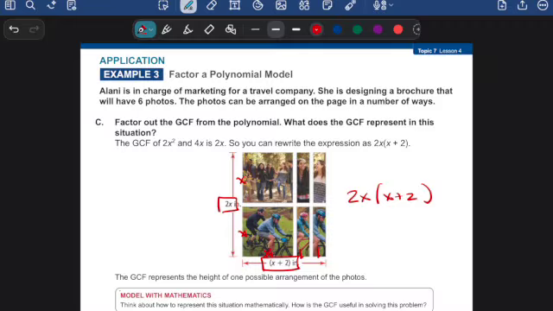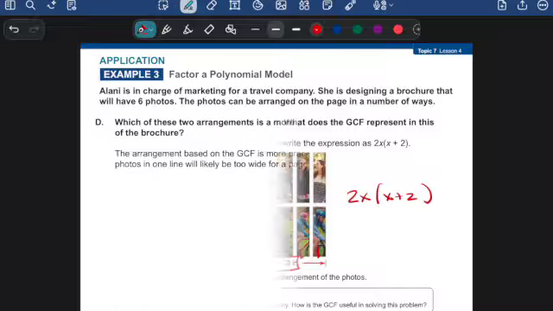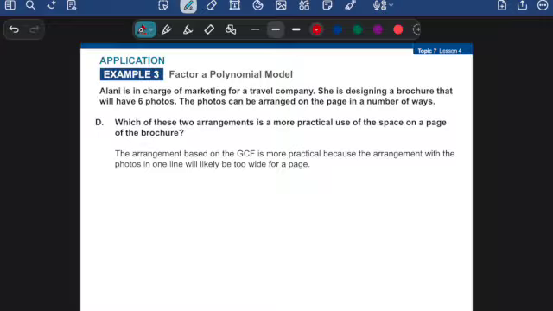So in this case, the greatest common factor is going to represent the height of one possible arrangement. It's either going to be a height of x, 1 square, or it's going to be a height of 2x, or 2 squares. Which of these two arrangements is a more practical use of the space on a page of the brochure? So do we want to have it lengthwise, or do we want to have it stacked 2 rows, 2 square pictures on top of each other? Well, probably the second arrangement, because we can more likely fit that on one page than having to have a brochure that folds open to show a longer picture that doesn't take up as much space above and below.